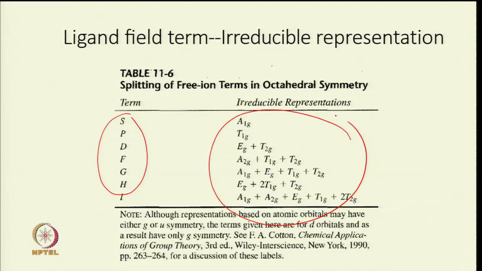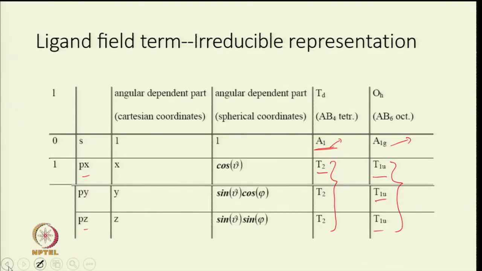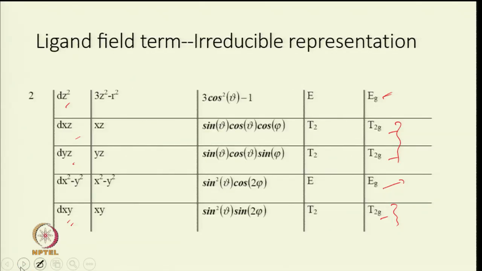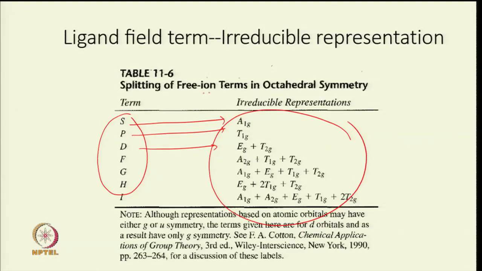As I told you, S will give you A1g, P will give T1g, D will give Eg plus T2g. If you go back, you see S will give A1g, px, py, pz will give T1u, and D will give Eg and T2g. This is in octahedral field. So, what we are looking at is splitting of free ion terms in octahedral symmetry, and these are the different energy states which we will get when the ions are in octahedral field.